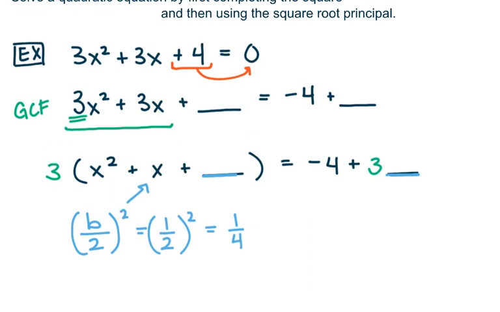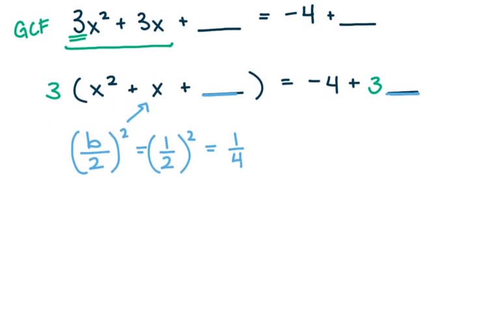So 1/4 is the number that I'm going to add to both the left and the right side of the equation. Now the beauty in this is that now that I've added that 1/4 over here on the left, this is factorable. 1/4 is 1/2 times 1/2. And if you add 1/2 and 1/2, you'll get positive 1.